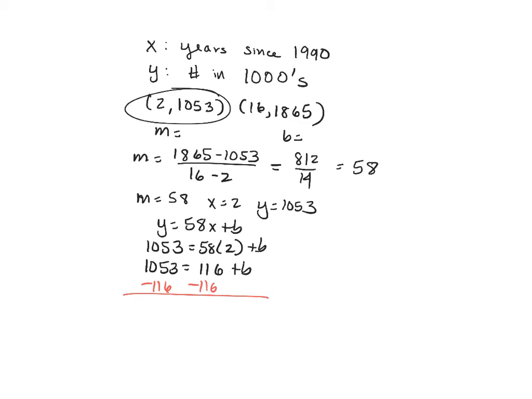So 1,053 minus 116 gives me 937. That's my b. So my linear model for this is y equals 58x plus 937.